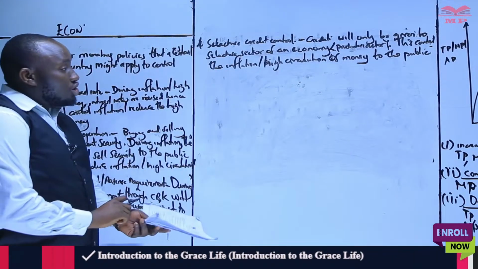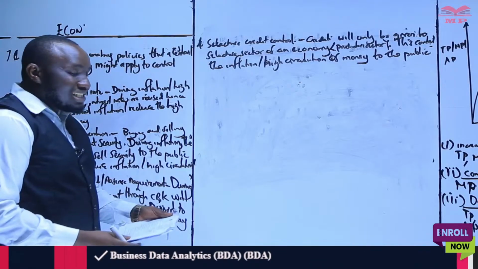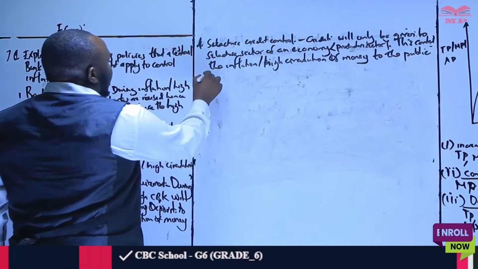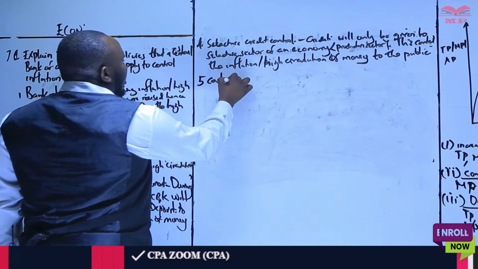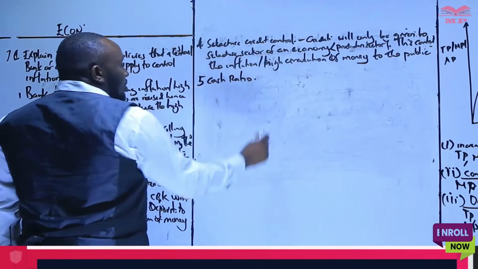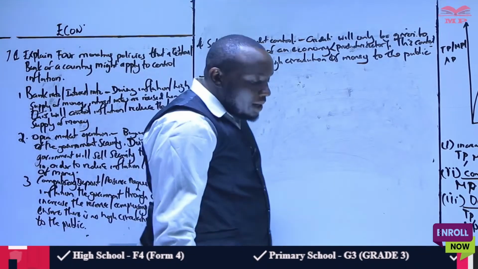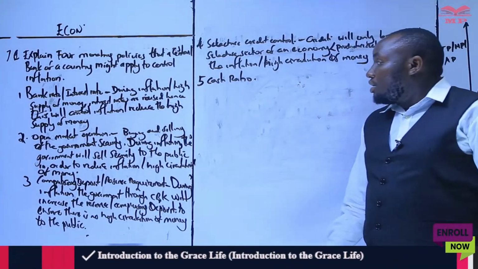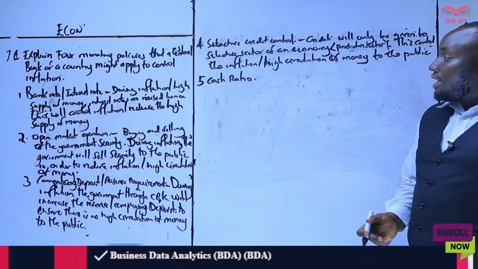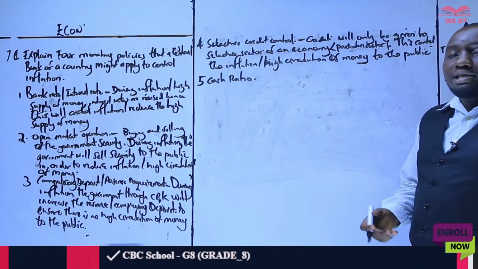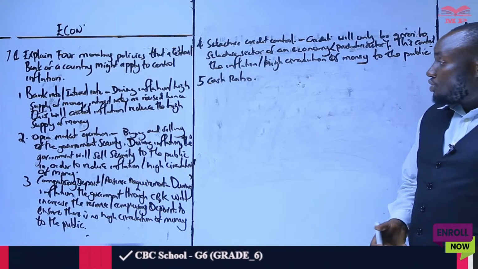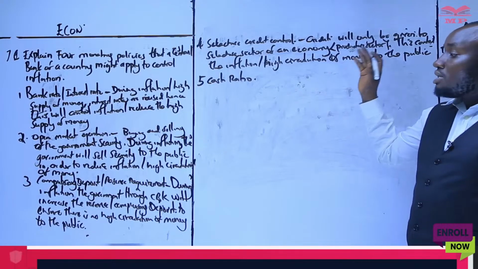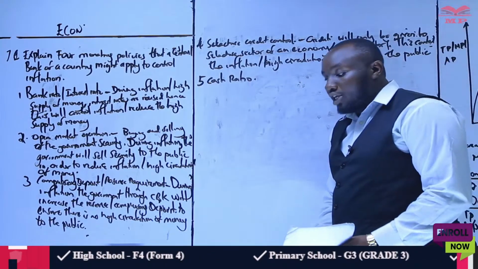And lastly, as a bonus one, just to understand this deeper, we can talk about what we call the cash ratio. I just explained it. We know that particularly when there is high circulation of money in the economy, what the CBK, the government through the CBK, does is increase the cash ratio. That will reduce circulation of money, and hence reduce inflation.